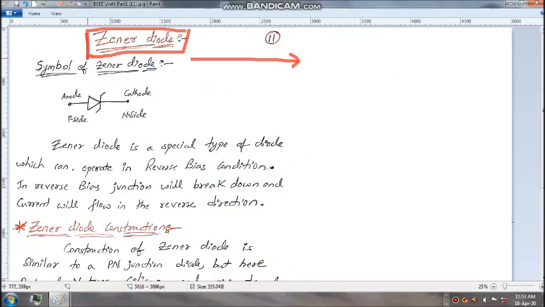Good morning. In this video lecture, we are going to deal with an element called the Zener diode. Things we are going to discuss in this lecture are the symbol of a Zener diode and a basic simple definition of a Zener diode. The next thing is the construction of a Zener diode. What is the constructional difference between the normal PN junction diode and a Zener diode? We are going to discuss that.